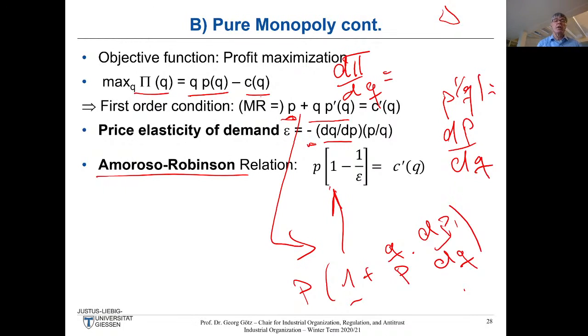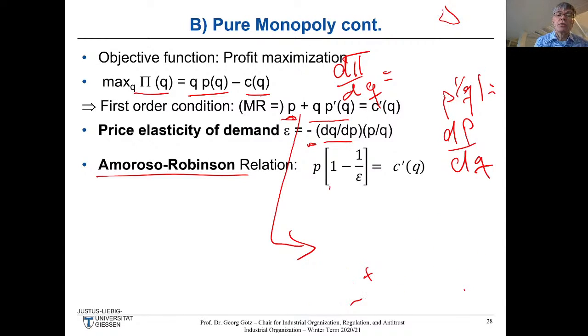We always define the demand elasticity in absolute terms. We always know if you increase the price, demand will go down. And so this is nothing else than minus 1 over epsilon. Okay, that's how you derive it.